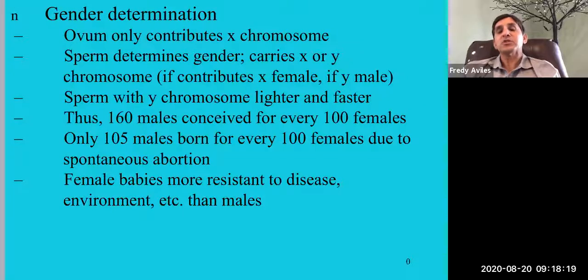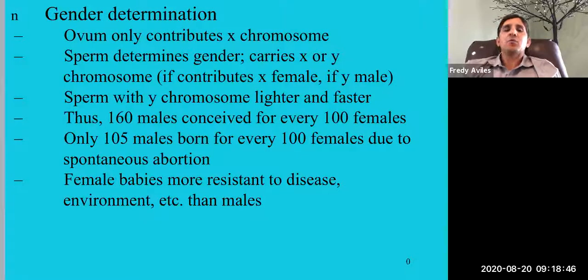So there's more males conceived than females. But the problem is that males are more likely to be aborted spontaneously. They're more likely to have defects at the genetic and chromosomal level, and they're therefore more likely to be rejected by the female body, and more likely to be spontaneously aborted. So by the time you get to birth, there's about 105 males born for every 100 females, okay?